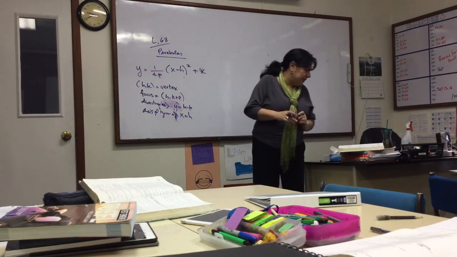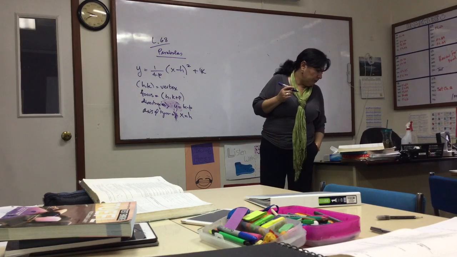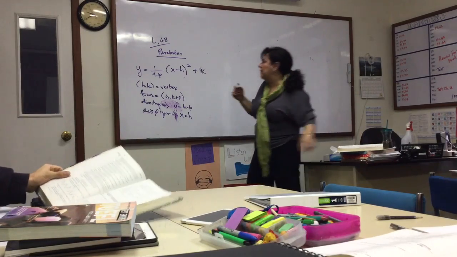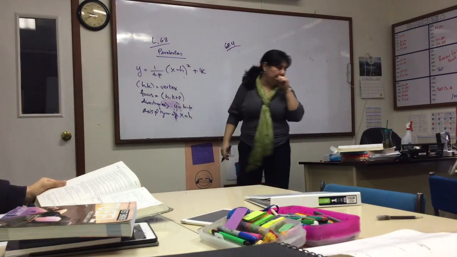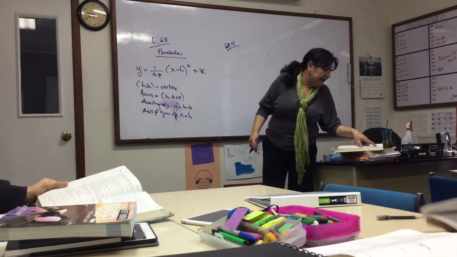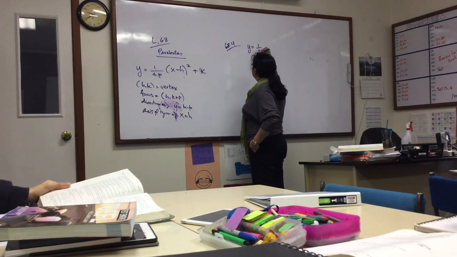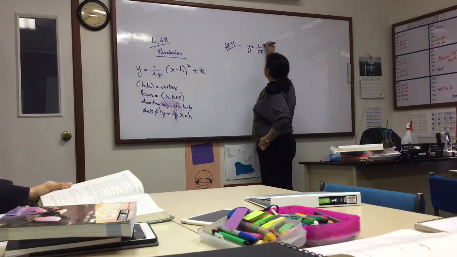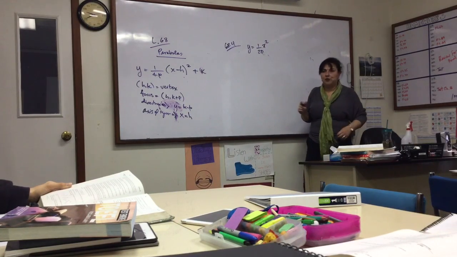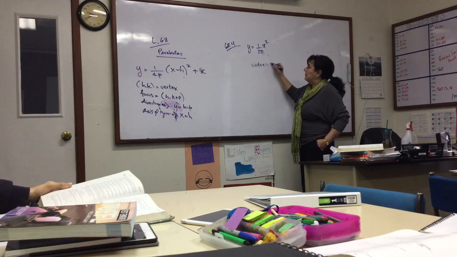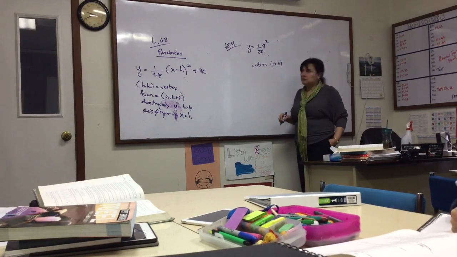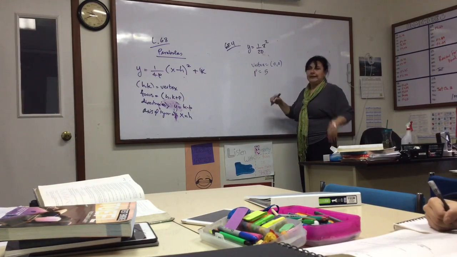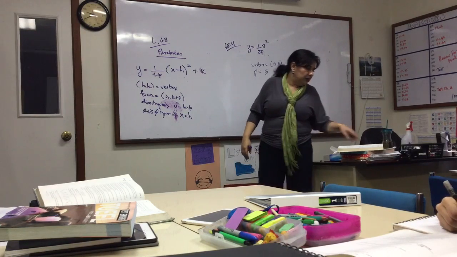Let's see. Example 68.4. The reflecting surface of a parabolic antenna has the shape y equals 1/20 x squared. Just by looking at this, without knowing anything else, what is the vertex? 0, 0, right? And what is p? 1/20, so p is 5. With that, let's see what else we can find out.